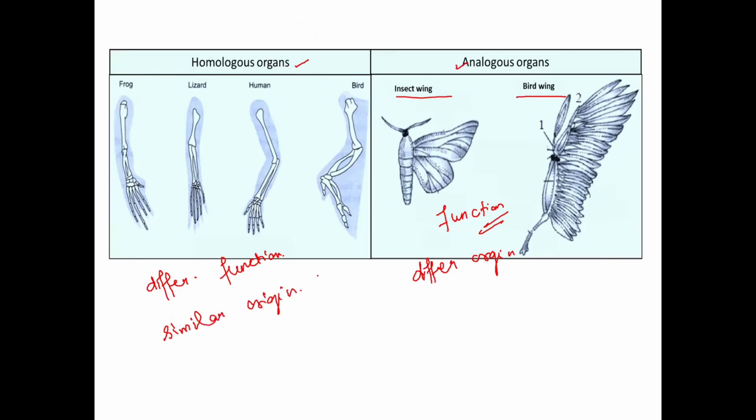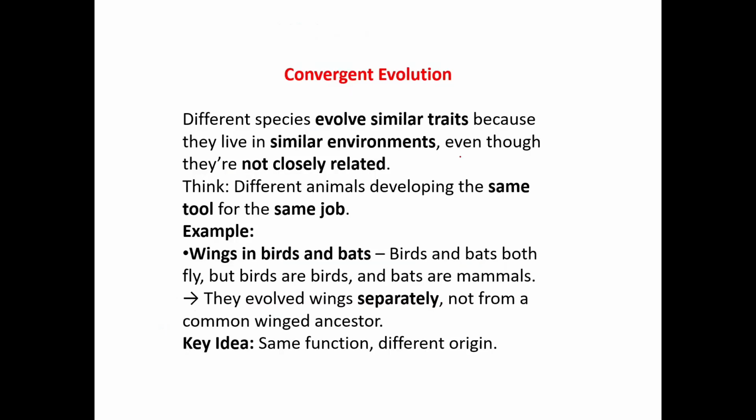Right, so homologous is just the opposite of analogous organ. Let's start with convergent and divergent evolution. Convergent evolution is when unrelated organisms evolve a similar trait. So let's assume species 1, species 2, species 3. These are all unrelated organisms, but they evolve similar traits because they live in similar environmental characteristics.